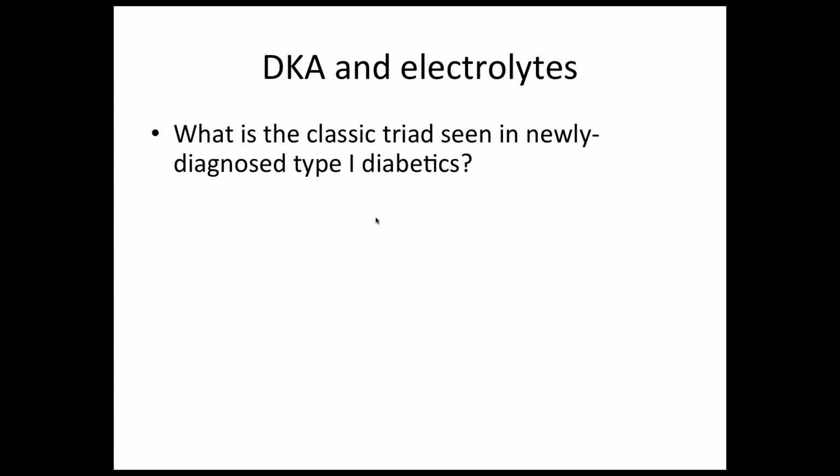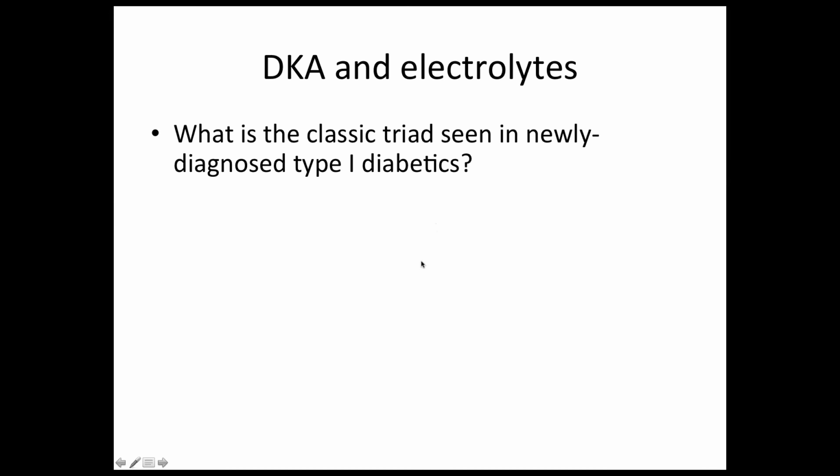Okay, let's talk a little bit more about electrolytes. So what's the classic triad seen in newly diagnosed type 1 diabetics? Polyphagia. Yep. Two other things. Can someone help? Just think about the pathophysiology. Polyphagia, polydipsia. And you're polydipsic because you are? Polyphagia because you have intracellular starvation, polydipsia because you have a lot of water inside the cell, polyuria because... Polyuria.